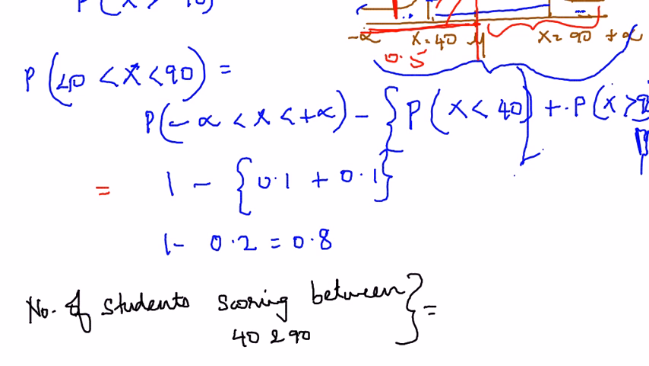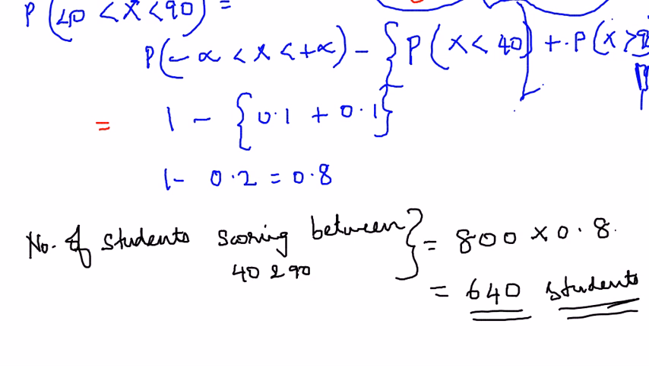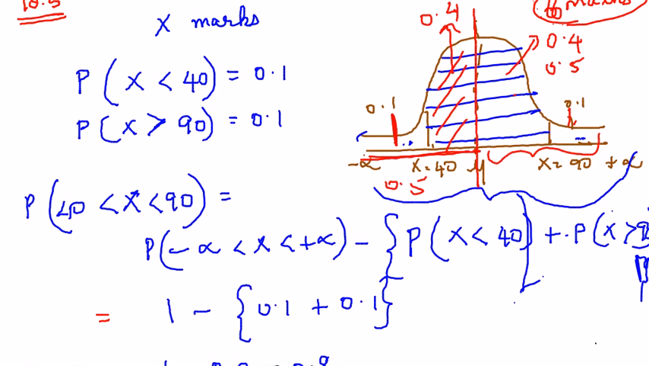So the number of students scoring between 40 and 90 would be 800 into 0.8. 8 into 8 is 64, and taking away the decimal you get 640 students. That's all, right? So you just draw the bell curve and you will be able to solve the sum yourself. Quite an easy sum for 6 marks.